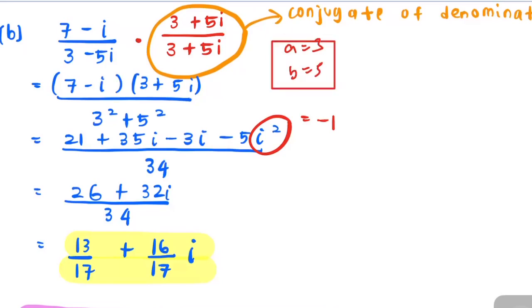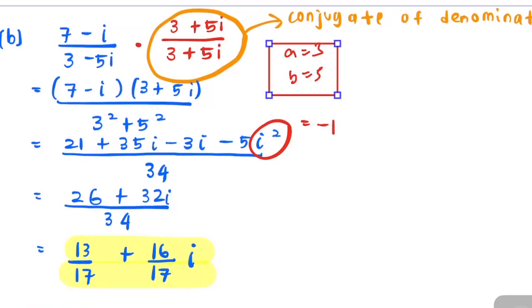So let's use the shortcut here. a squared, 3 squared, plus b squared, 5 squared. And then this is 34. How about the numerator? Expand out. So i squared is minus 1. Simplify them and then split your real part and your imaginary part.